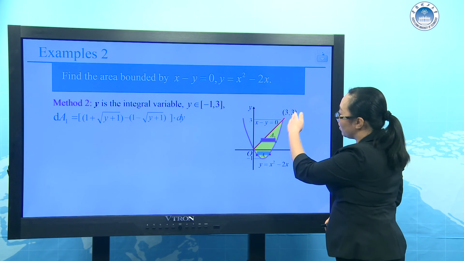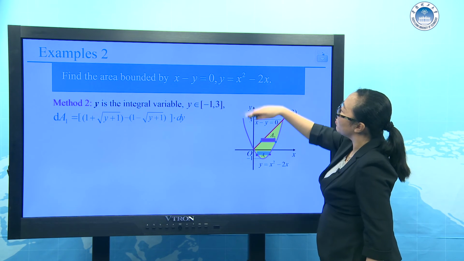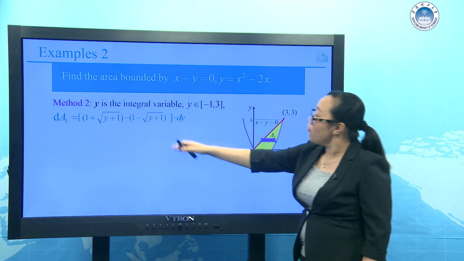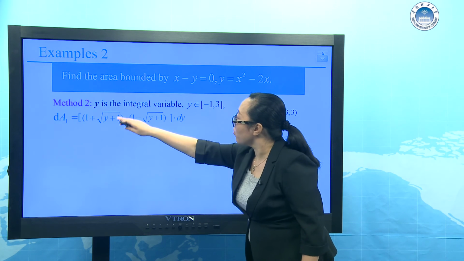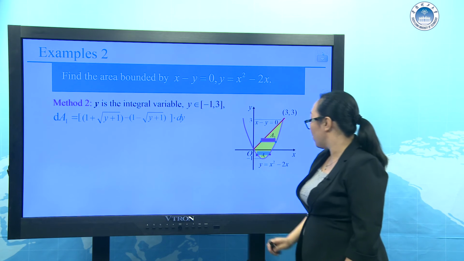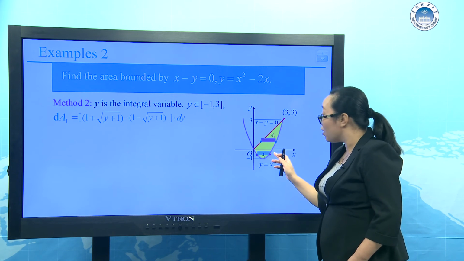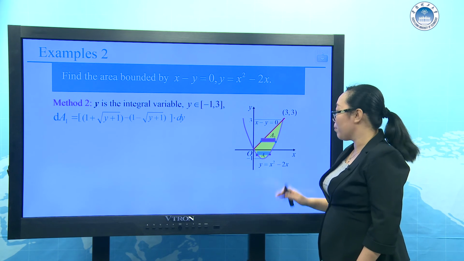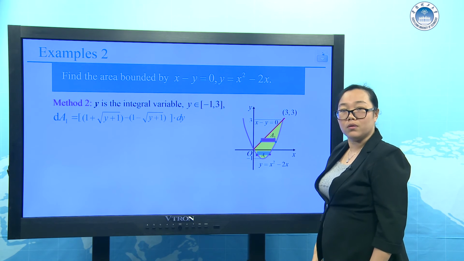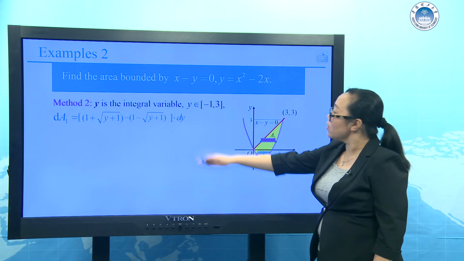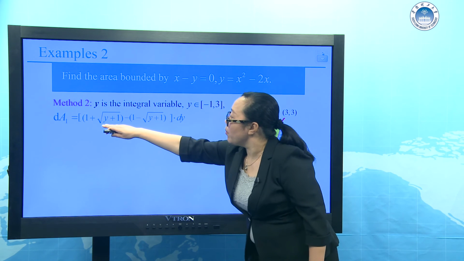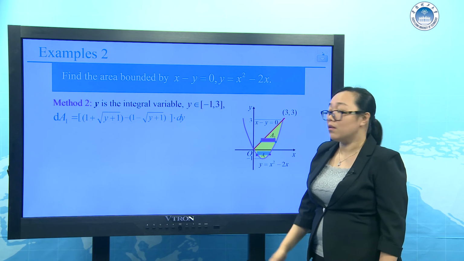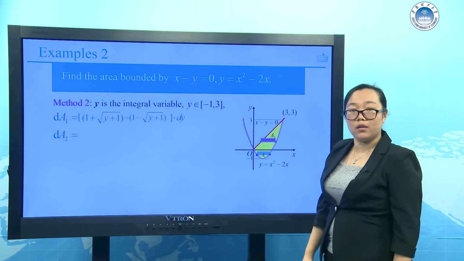How to compute? Look at the corresponding figure. y equals x squared minus double x. So x equals 1 minus or plus the square root of y plus 1. Look at the figure. The right point is x equals 1 plus the square root of y plus 1. The left point equals 1 minus the square root of y plus 1. So corresponding, this is our bottom times the height. dA1 is obtained.